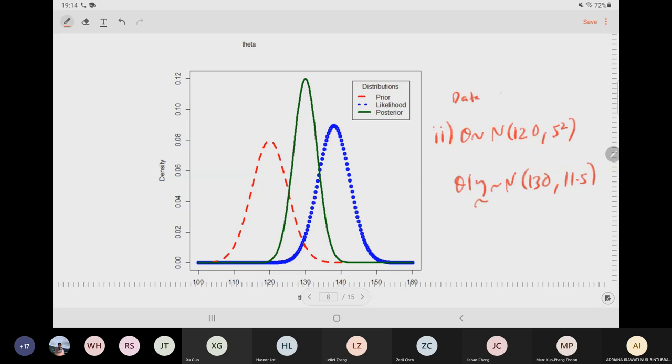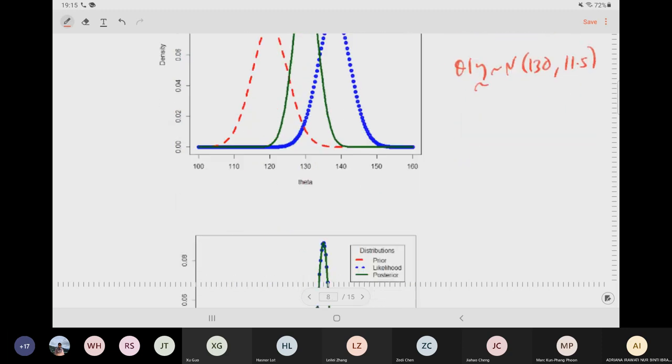You can see your data, your Y bar, is actually normal, 138.20. Your prior is 120. Your data is actually 138. So your posterior is actually a compromise between your prior and your data, the mean, I mean the average or the weighted average of your prior and your data. Okay, so this is for number two.